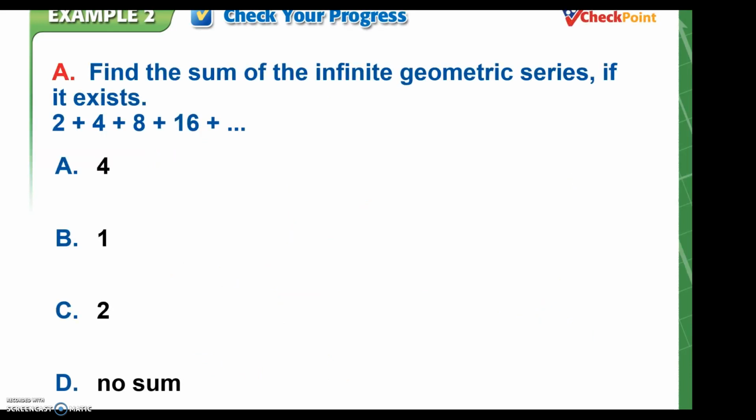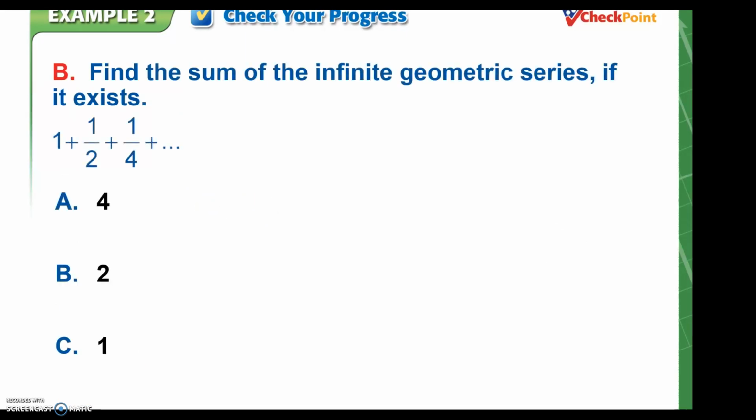So here, 4 divided by 2 is 2, so my ratio is 2, so there's no sum. And this one, my ratio would exist, so you can go ahead and look at that sum.